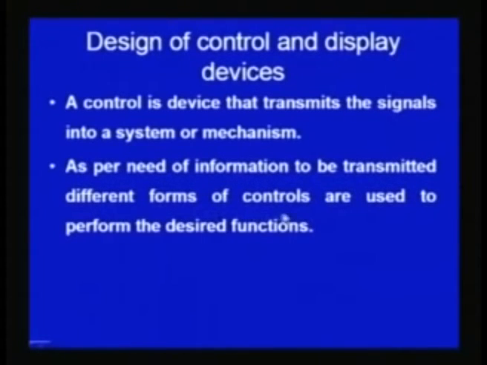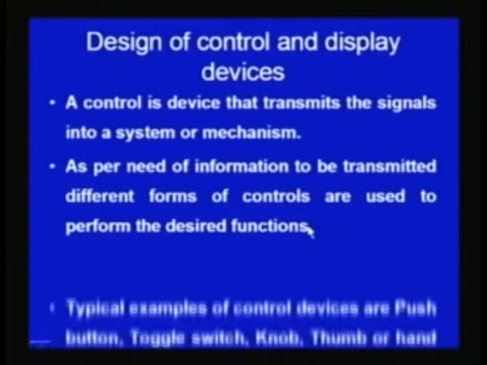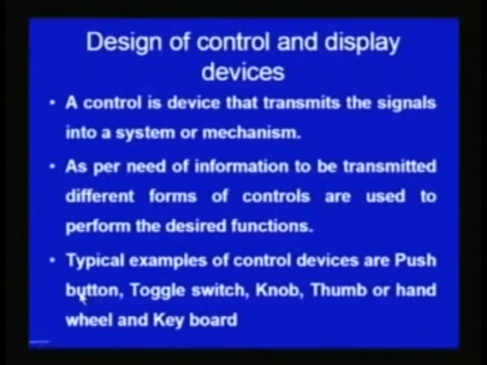Different forms of control devices are used to perform the desired functions. For example, push buttons, toggle switches, knobs, thumb and hand wheels, and keyboards are typical control devices. When these devices are operated, the system responds. Most of these control devices activate the system, while the keyboard is mainly used for entering data in the system.